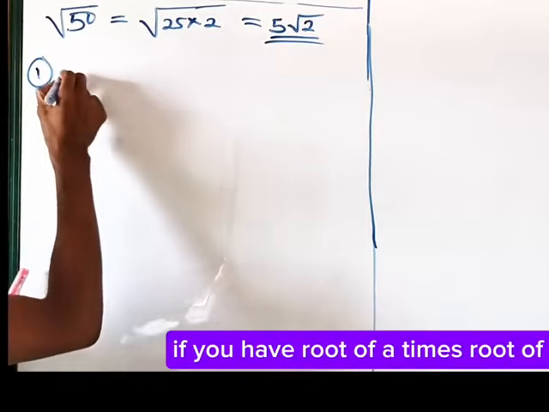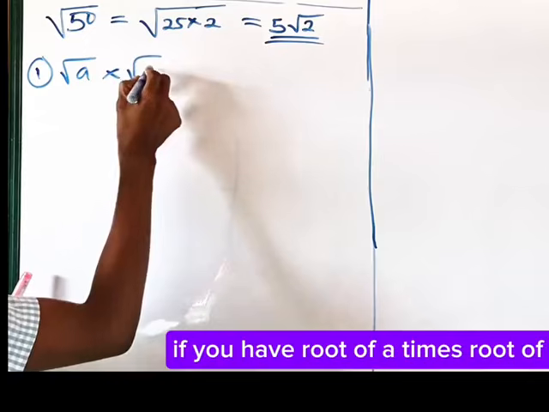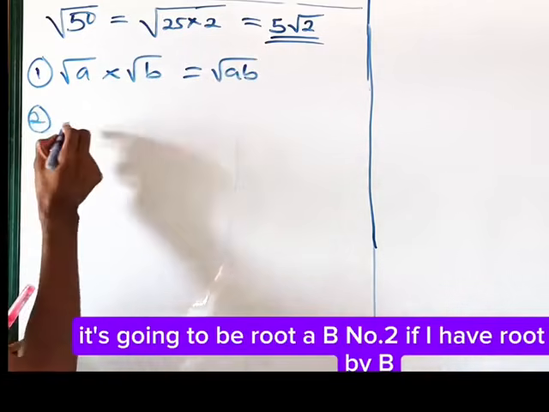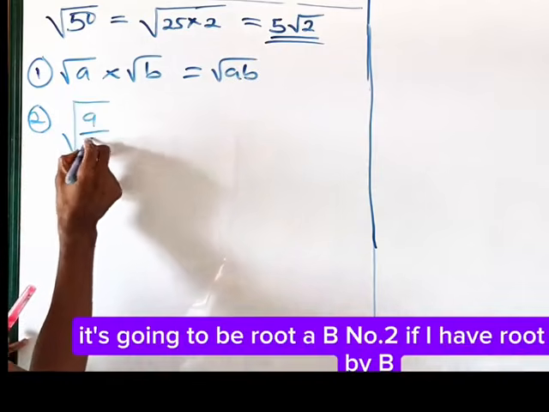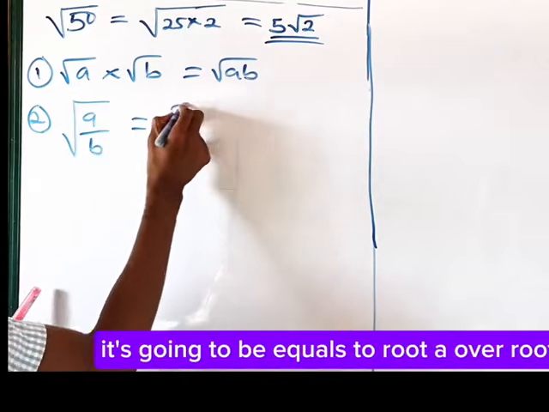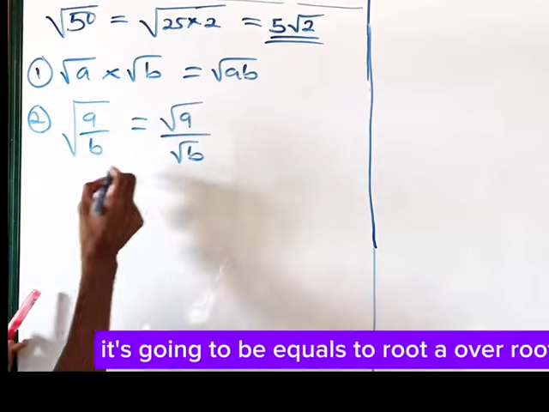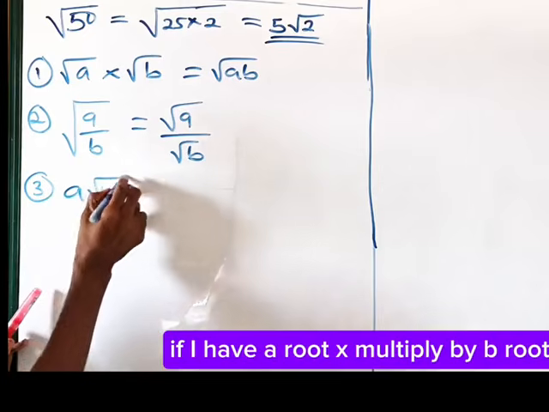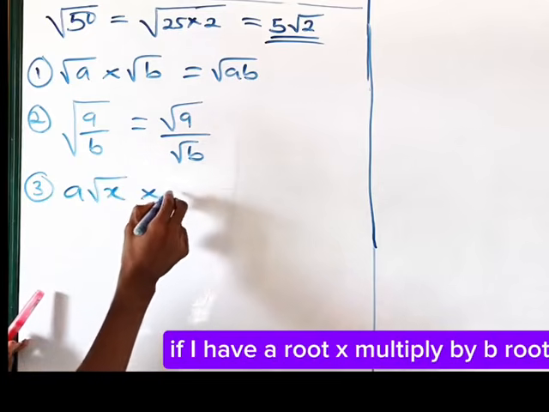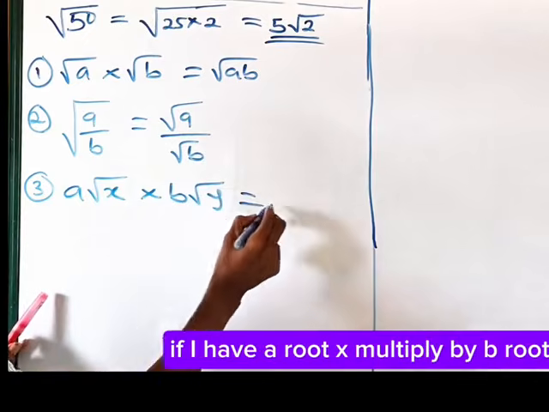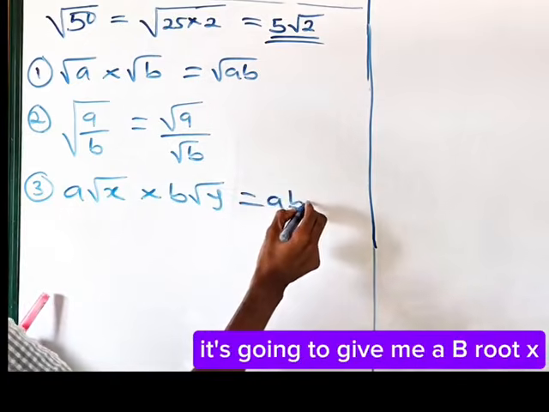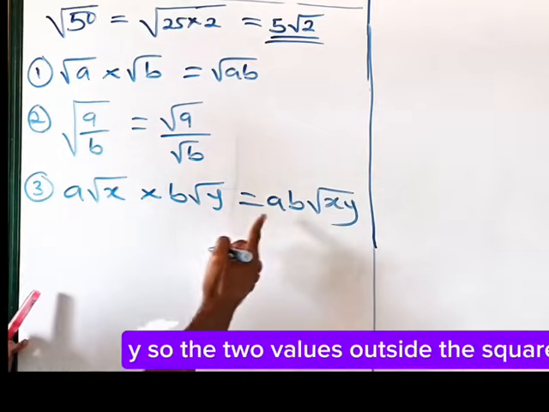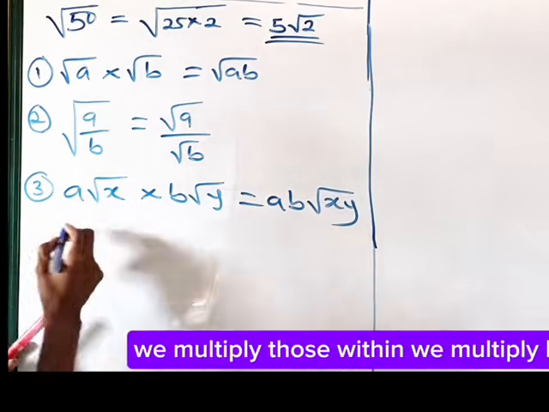Number 1, if you have root a times root b, it's going to be root ab. Number 2, if I have root a divided by b, it's going to be equal to root a over root b. Number 3, if I have a root x multiplied by b root y, it's going to give me ab root xy. So the two values outside the square root we multiply, and those within we multiply.